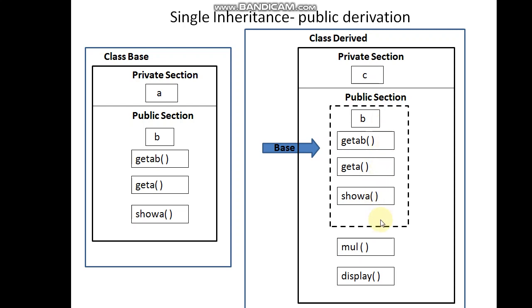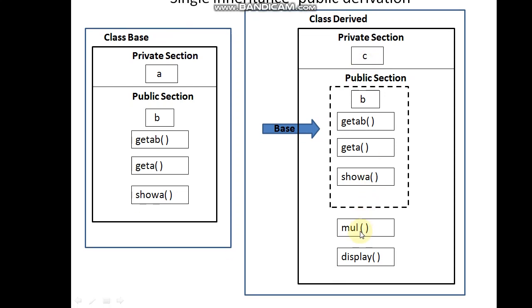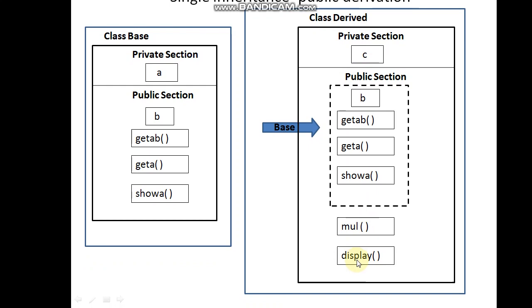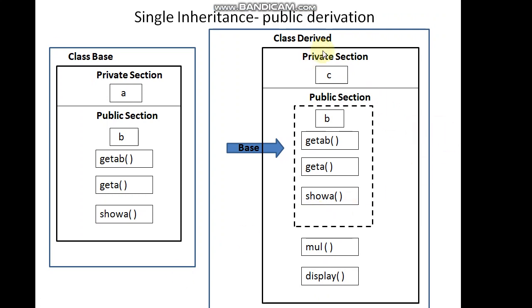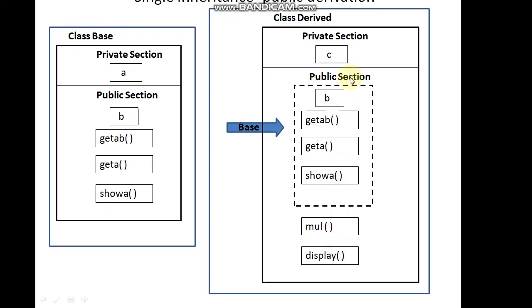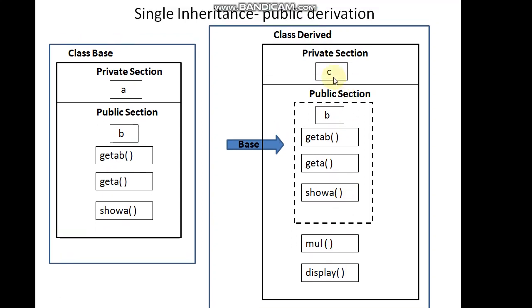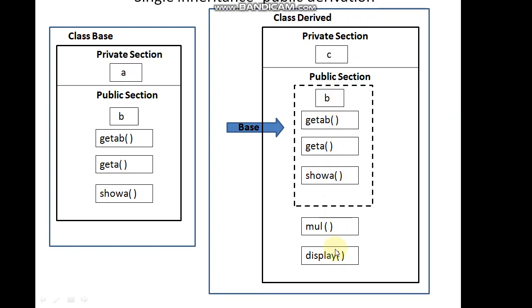Along with the inherited members, the derived class can have its own members. So C is a private data member. Multiplication and display are the member functions which are public. Now the derived class can access these data members. C can be used only inside the derived class. Public members can be used inside the derived class as well as outside the class as they are public.